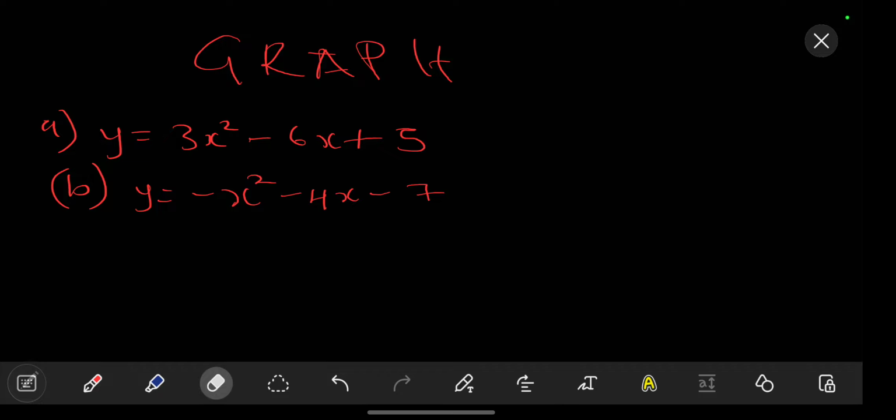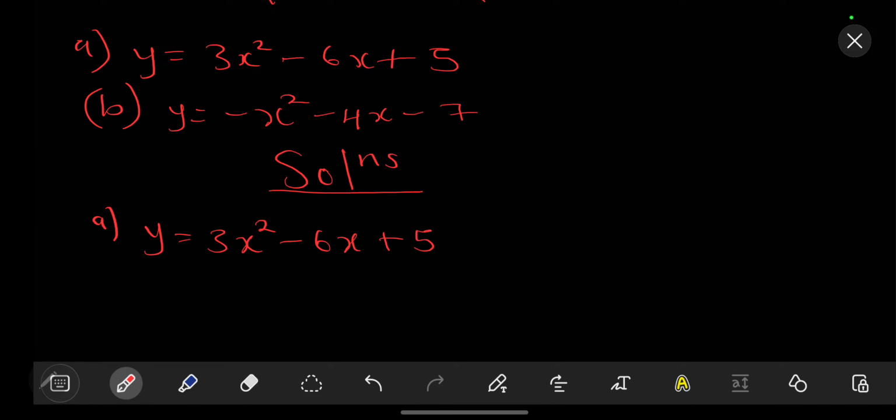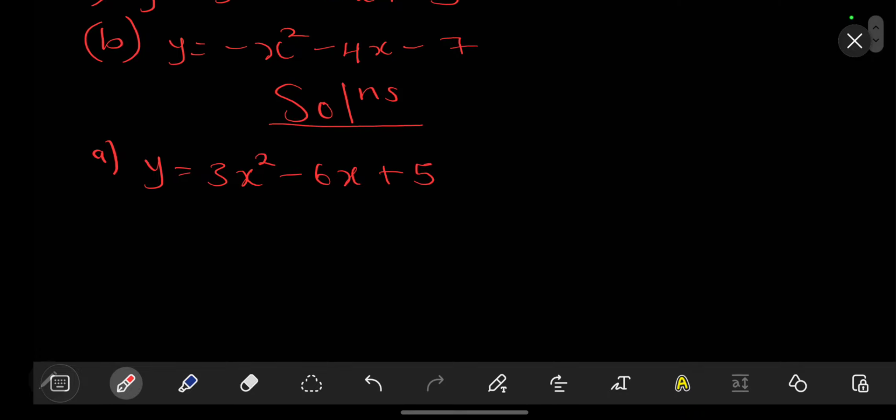This method can be used with the method of completing the square, the knowledge that we have acquired from completing the square. So let's begin answering the question. If we have the problem of y equals 3x squared minus 6x plus 5, how do we solve this one? Using the vertex form.